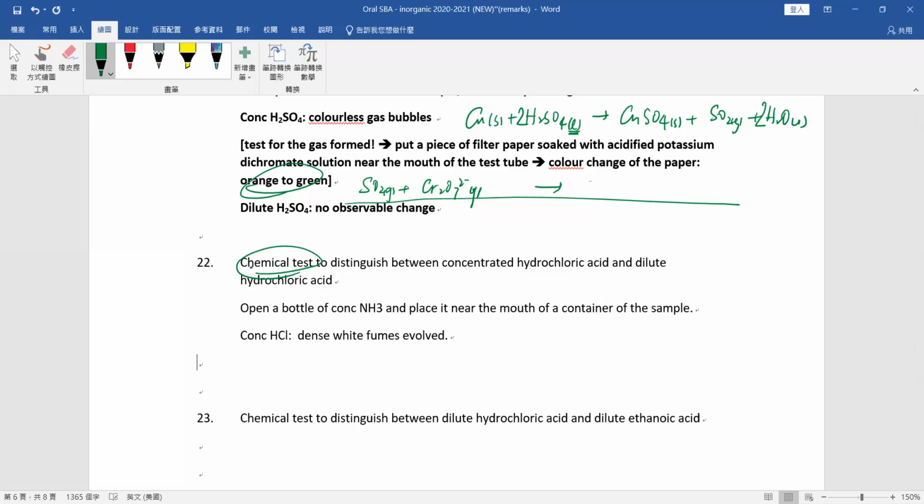Evolve. How about dilute HCl? Place the test tube containing concentrated HCl near the mouth of the reagent bottle containing concentrated ammonia. It's not logical. Why? Because if you know that the unknown bottle is concentrated HCl, you need not do the test. So how about dilute HCl?